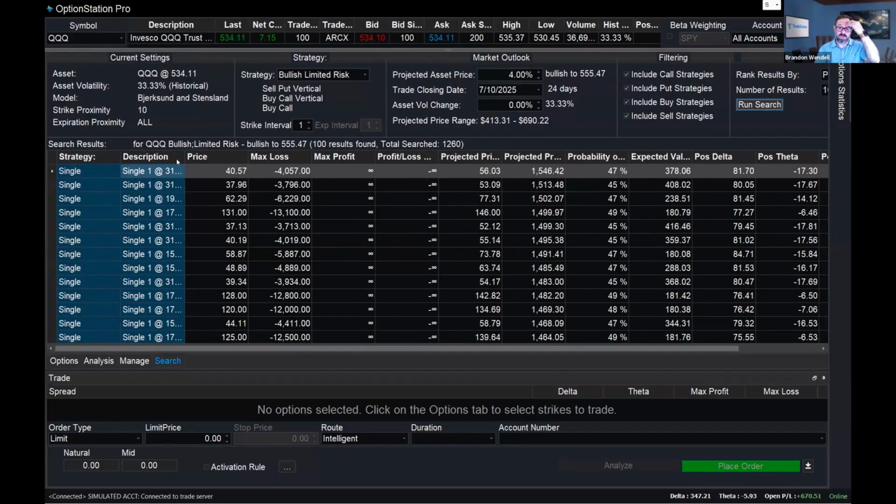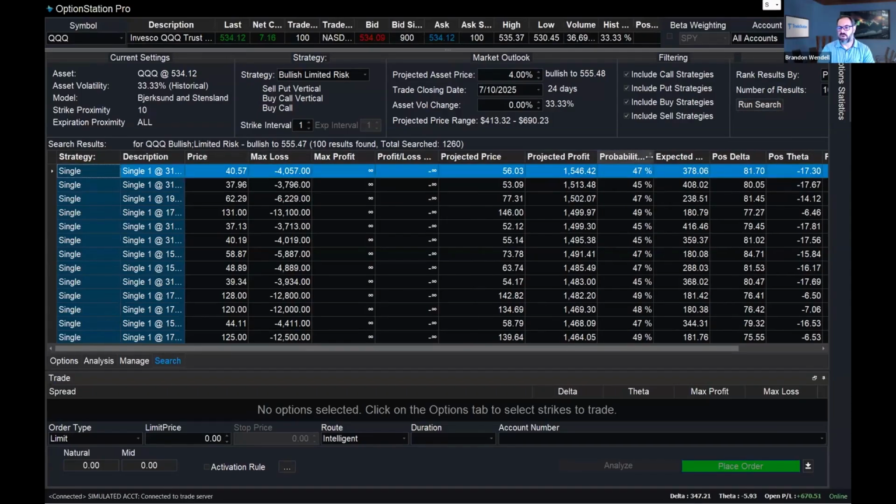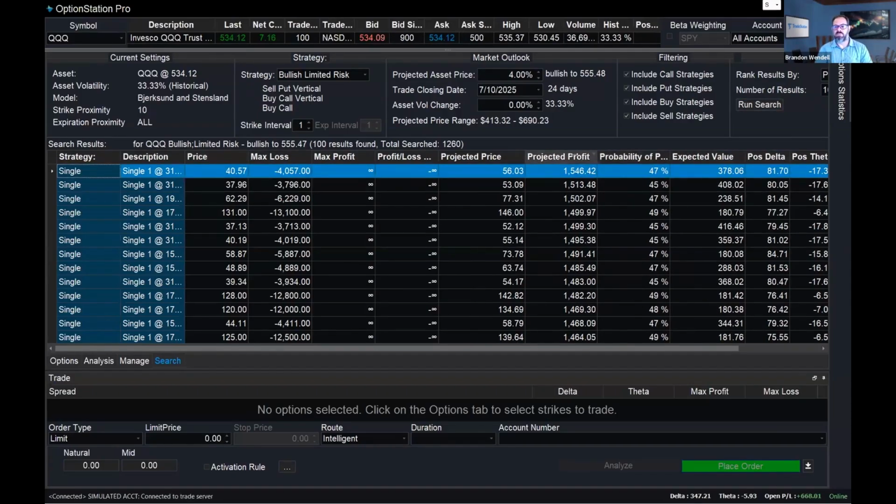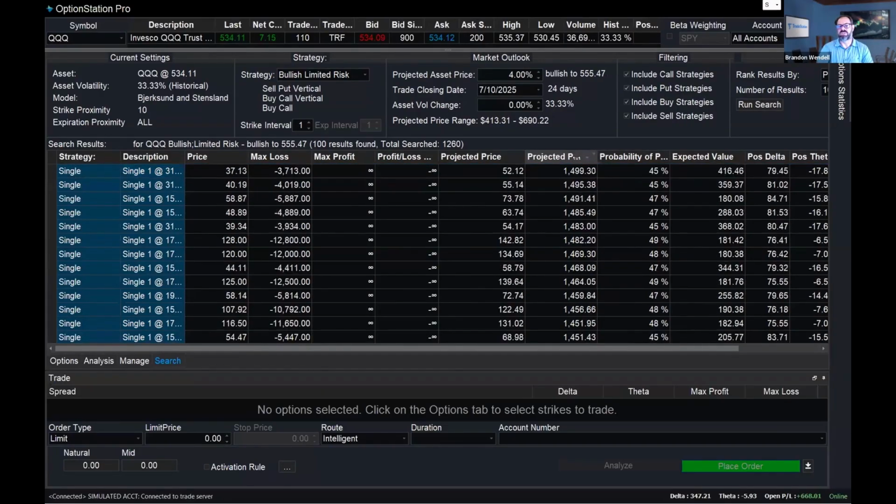It looks like it started off with single leg strategies. Let's sort by projected profit. Let's see which one's going to give us the most profit. You can actually search by these features.